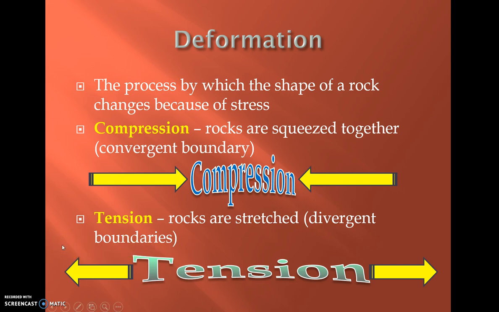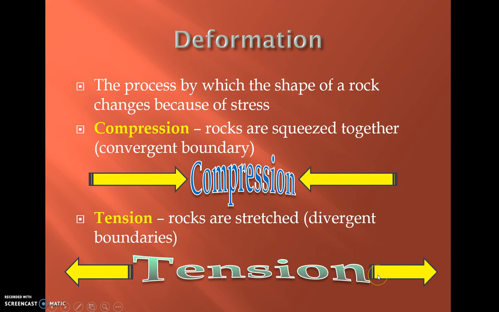Tension is the second kind of stress. This is when you pull rocks apart, and in the center it gets skinnier and skinnier, almost like pulling a piece of bubble gum apart. So you get that thin area in the very center, and if you keep pulling it, it's going to break. So tension is where they're pulling apart and being stretched, and that happens at a divergent boundary.